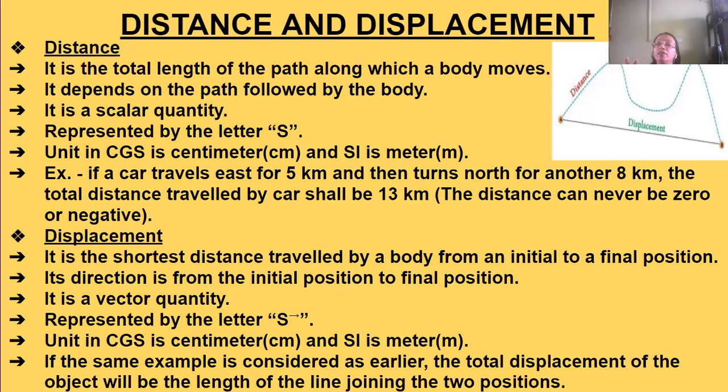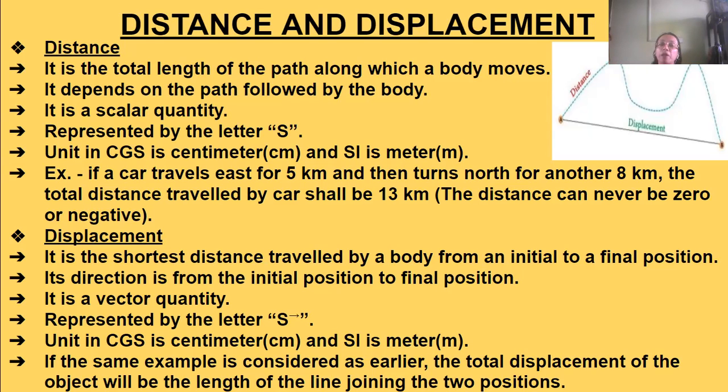Okay. And it depends on the path followed by the body, and it's a scalar quantity. Now, what is scalar quantity? We will discuss in the next topic. So scalar quantity is there, and it is represented by capital S. CGS unit is centimeter, SI unit is meter. For example, if a car travels east for 5 kilometers, then turns north for another 8 kilometers, the total distance will be 8 plus 5, that is 13 kilometers. And the distance can never be 0 or negative.